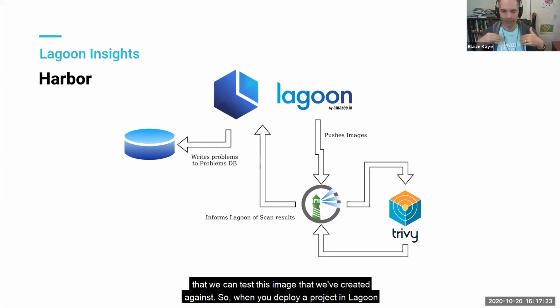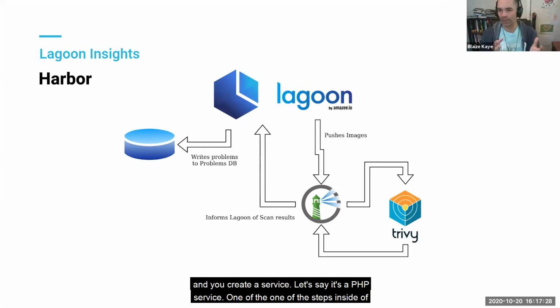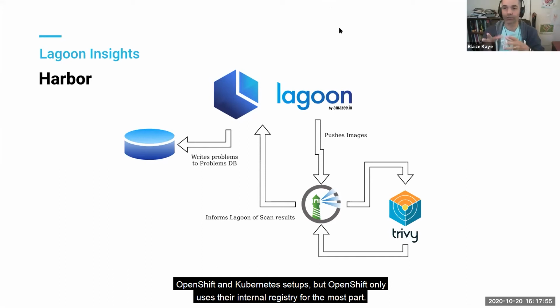So when you deploy a project in Lagoon and you create a service, let's say it's a PHP service, one of the steps inside of Lagoon is actually creating the image that's going to be deployed inside of OpenShift or Kubernetes. And when that image is created, we push that up to our Harbor image registry. This Harbor image registry, and you can correct me on this if I'm wrong, Toby, is available in both our OpenShift and Kubernetes setups, but OpenShift only uses their internal registry for the most part.